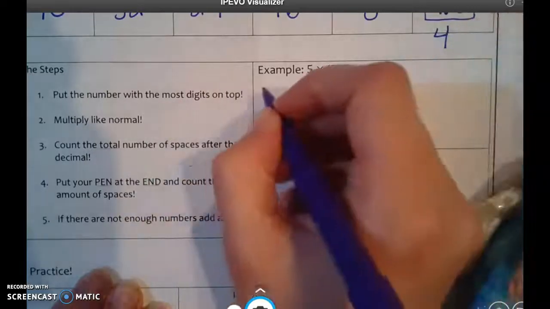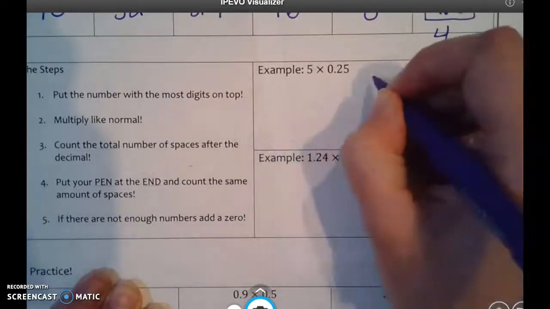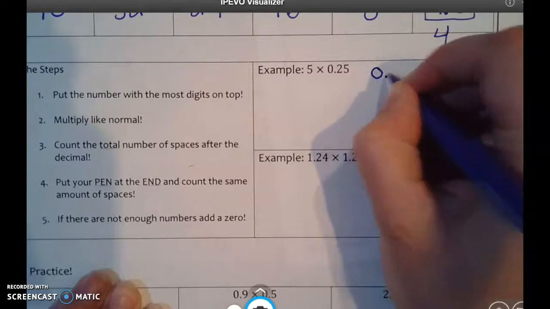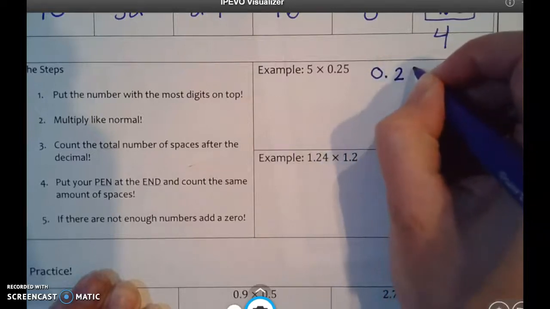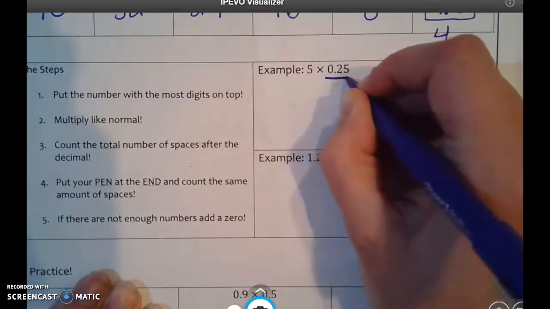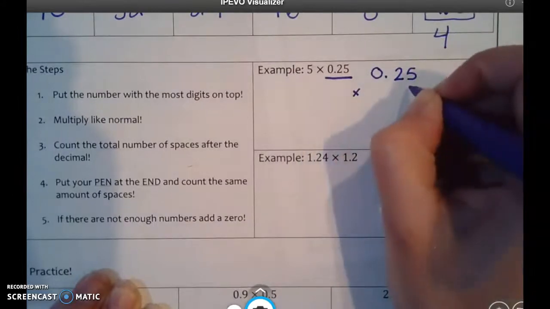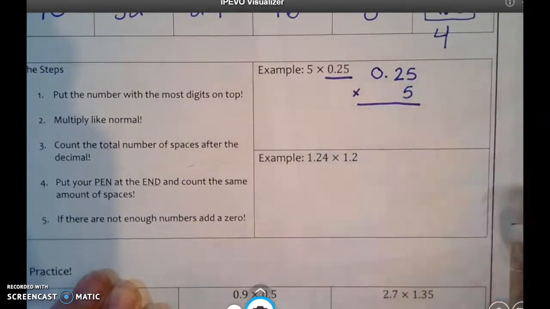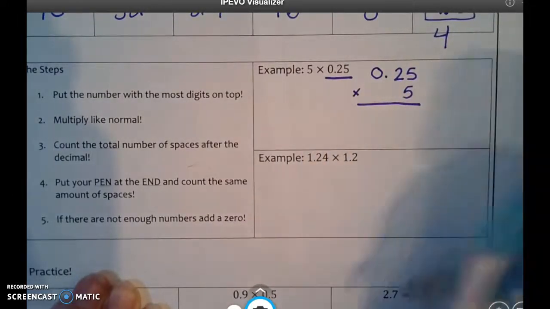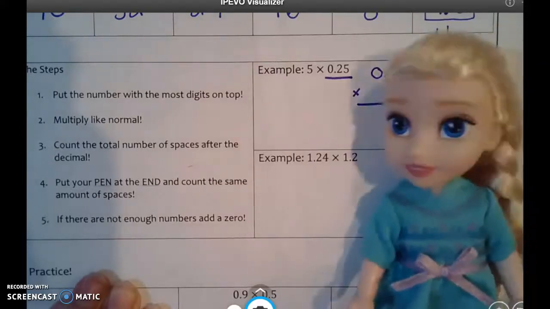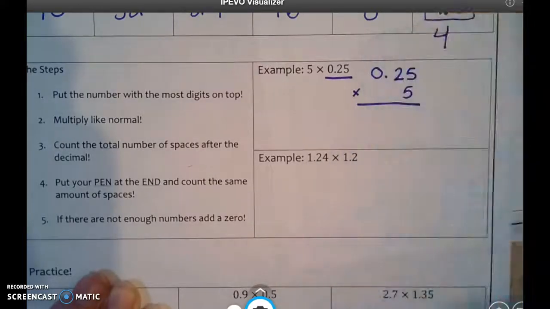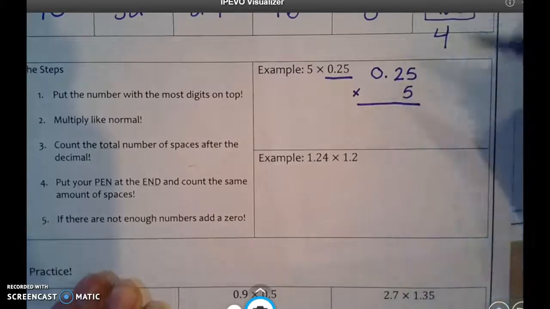All right, Elsa, let's go ahead and do that now. Make sure you write nice and neat. Put the most digits on top. So that would be 0.25. Let's continue setting it up. All right, great. What's step 2, Elsa? Multiply like normal. All right, let's try multiplying it like normal.